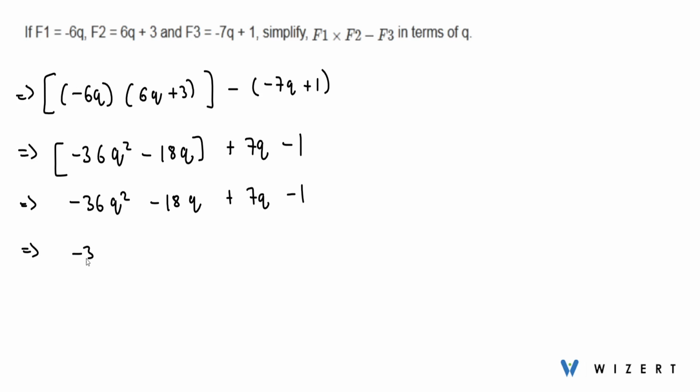So minus of 36q square, and then we have minus of 18q plus 7q will give us minus of 11q, and then we have minus of 1. So this will be our final required answer in terms of q.